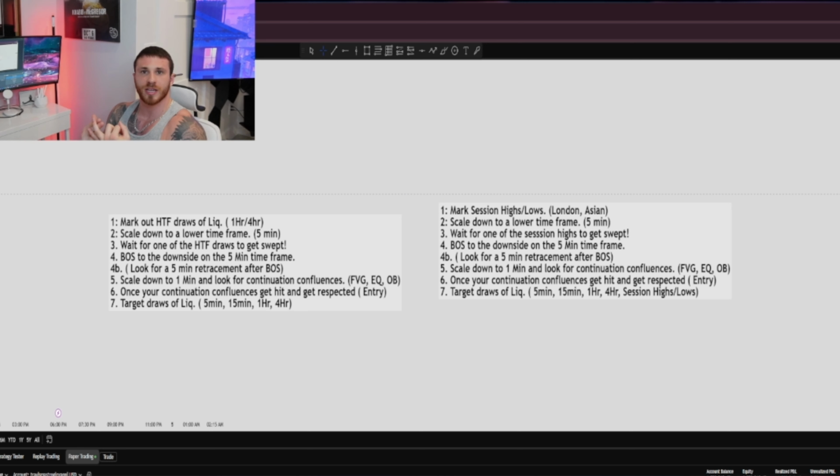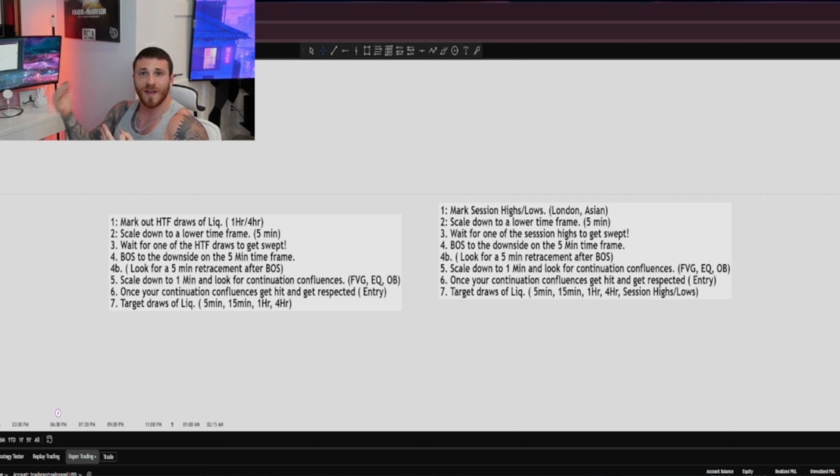Then what do we see? We get a break of structure to the downside. We scale down to the 1-minute time frame. Sit on our hands and wait. We see a fair value gap, an order block, or equilibrium. We see one of them form. We see that price is still continuing where we want it to go, right? Let's say, for example, price took out a 1-hour high, we get a 5-minute break of structure to the downside, and we want price to go down. Let's say on the 1-minute time frame, we break structure to the upside for a little bit. We'd want to wait for a 1-minute break of structure to the downside first, then use our continuation confluences, right?